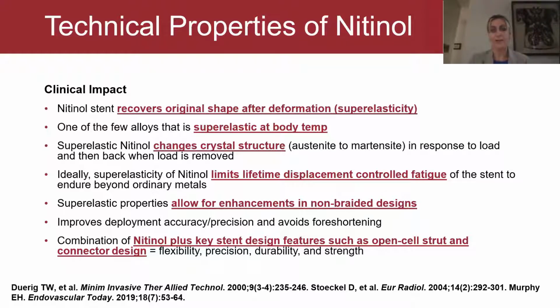The other way to get this deformation recovery in a stent is to have braided stent designs. And this is how the Wallstent, which is an alloy or component of stainless steel, works: it has a braided stent design. The unfortunate side of the braiding design is you lose your accuracy and your precision, which we've already said is very important in venous stents. So having a metal that has those properties in itself allows us to now expand our stent design options. So it is not solely the nitinol, but the nitinol plus key stent design features that gives us those features that we want: flexibility, precision, durability, and strength.